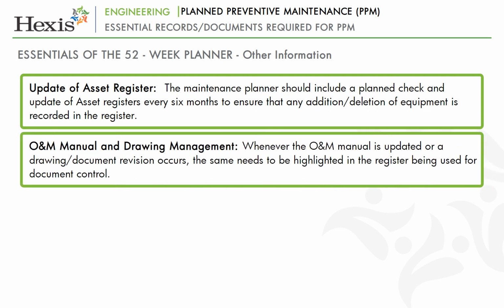O&M Manual and Drawing Management. Whenever the O&M Manual is updated or a drawing or document revision occurs, the same needs to be highlighted in the register being used for document control. In addition, a planned review of the document registers is to be included in the planner every 6 months to verify the correctness of the register with respect to revisions in any documents.